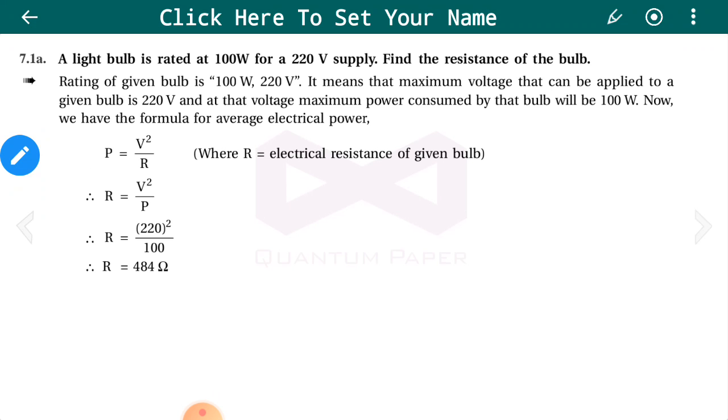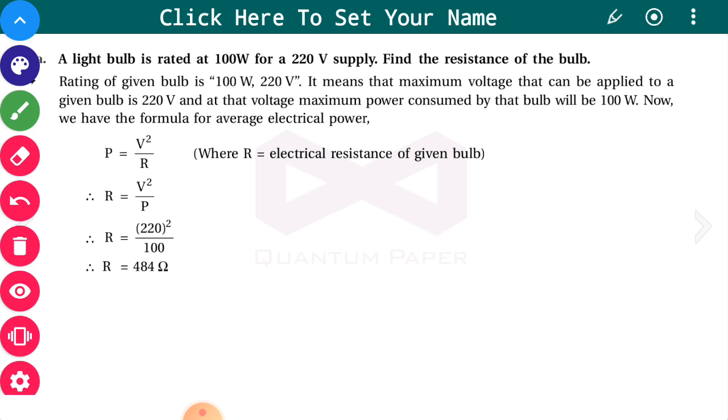and at that voltage the maximum power consumed is 100 watt. Now we have the formula P is equal to V square upon R. Now it is very easy to calculate. Instead of V, we just have to place the value 220 volt. Power is given as 100 watt. Place them and get the answer for resistance.